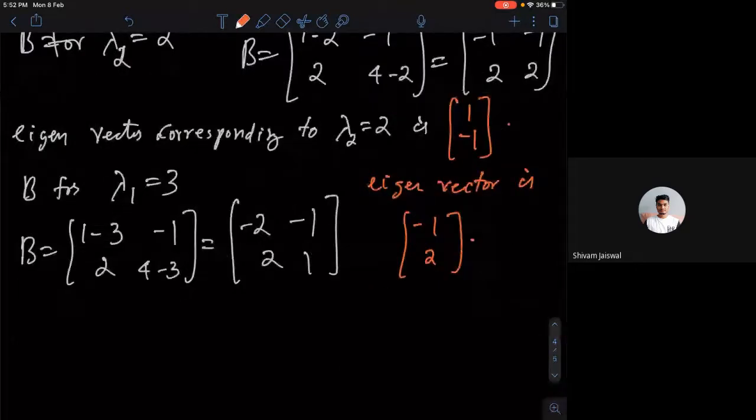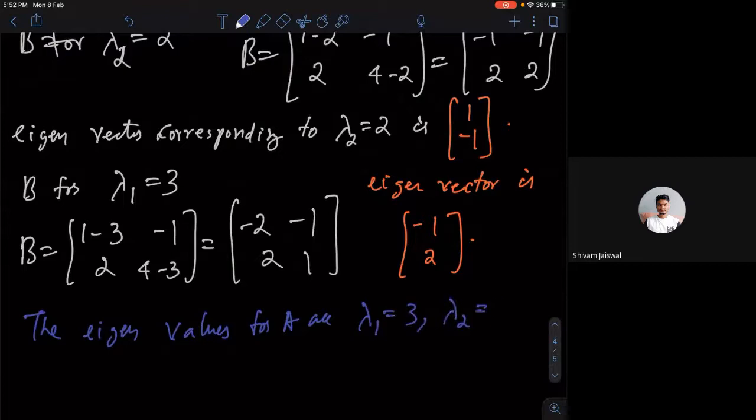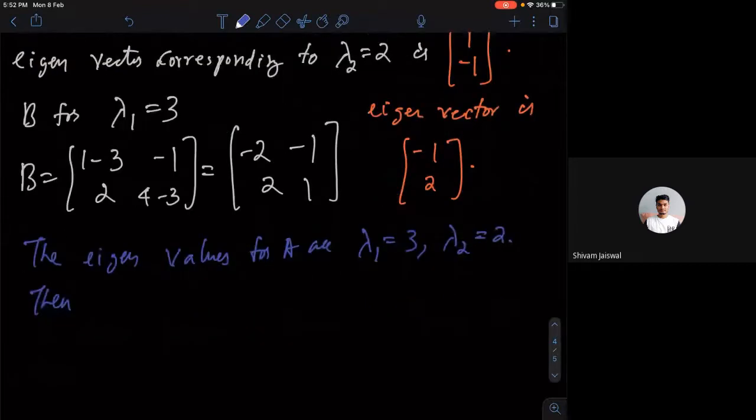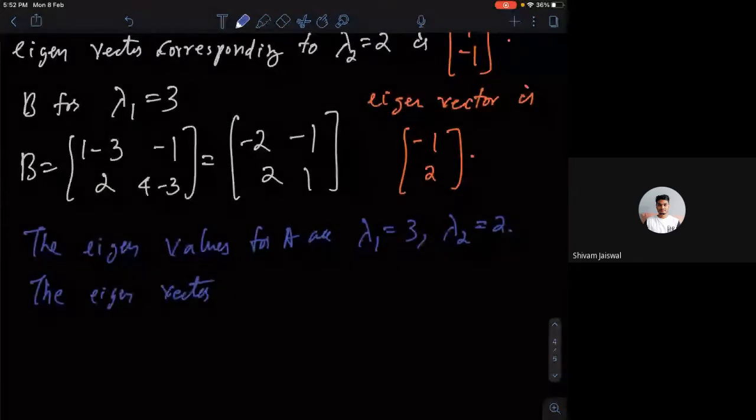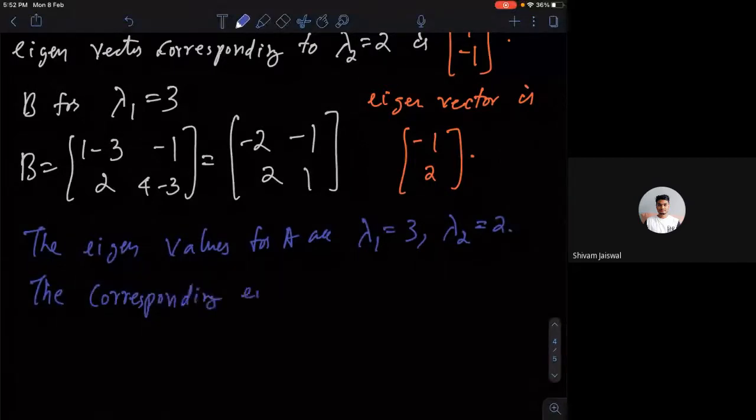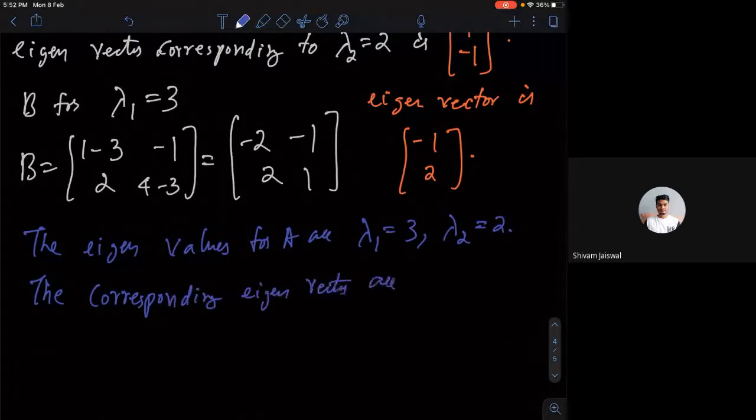Let me recap what we are saying. The eigenvalues for A are lambda 1 equal to 3 and lambda 2 equal to 2, and the corresponding eigenvectors are minus 1, 2 and 1, minus 1. Is it clear?